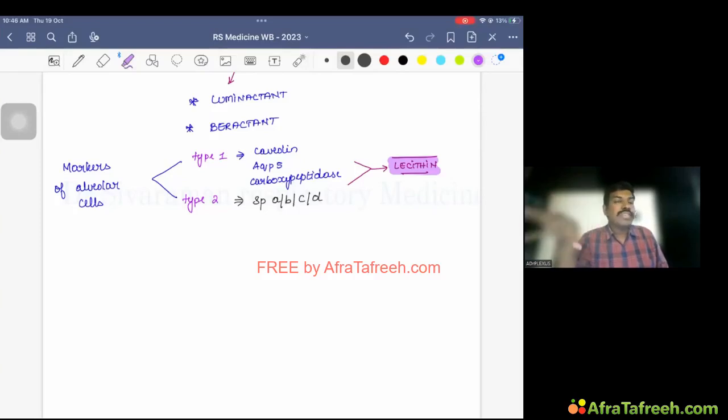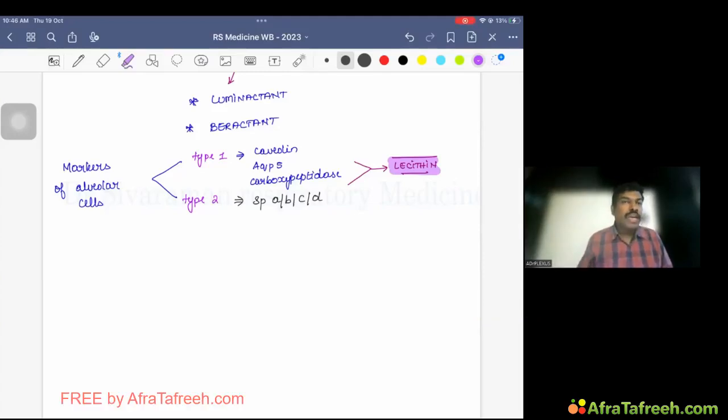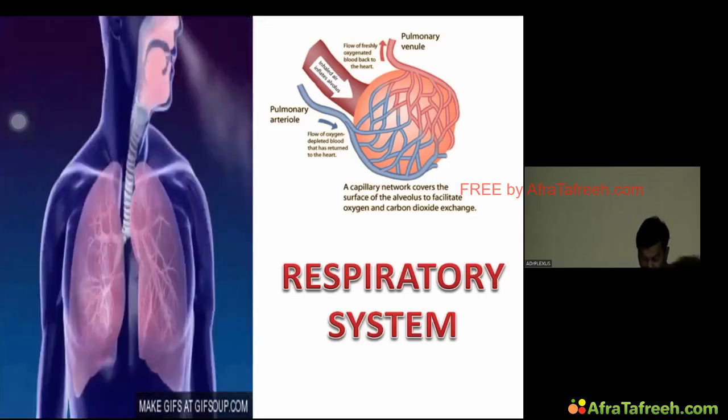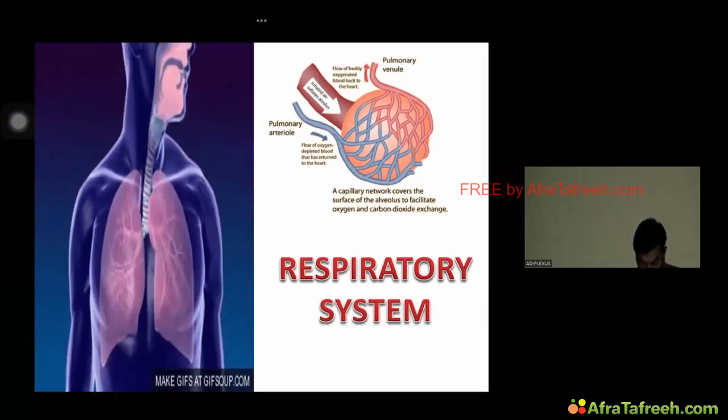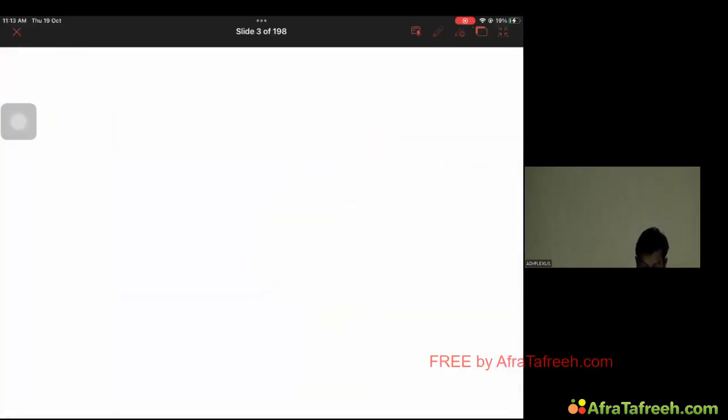From here we are going to the next part, which is the physiology part of respiratory medicine, where the important investigation is spirometry. So we'll go for a break, and after the break we will start with spirometry, which is very important for your exam. So we'll go into the next discussion, which is spirometry.